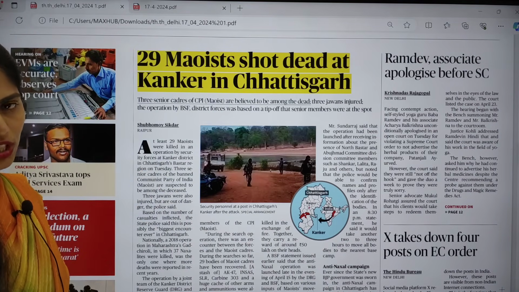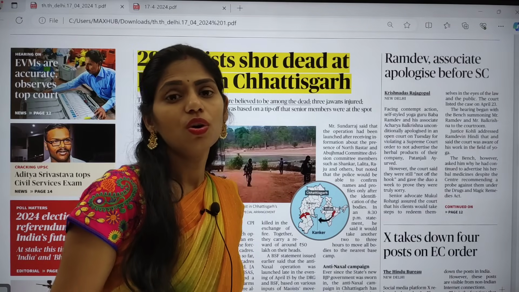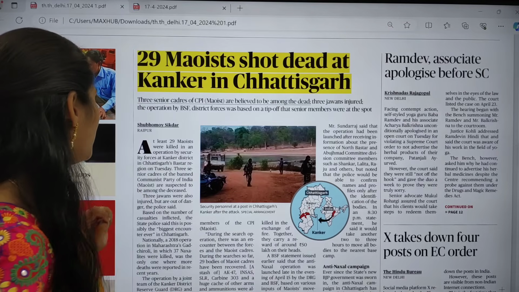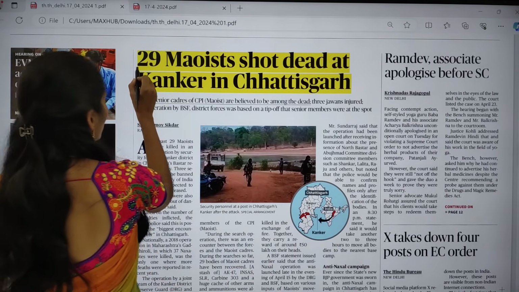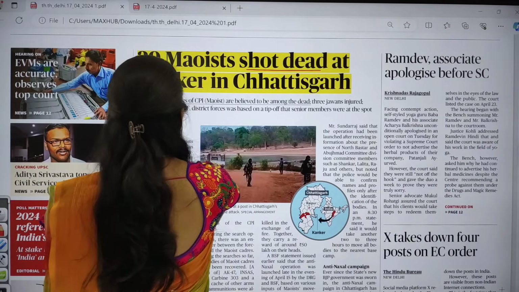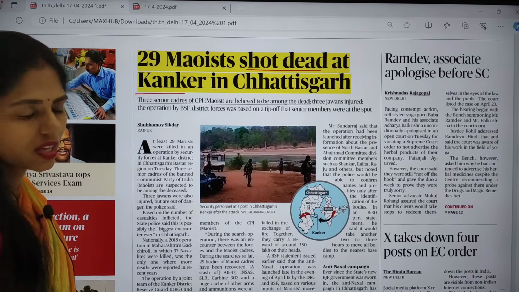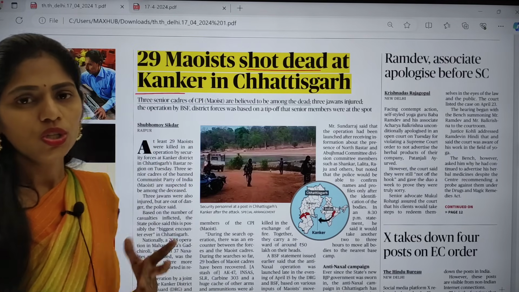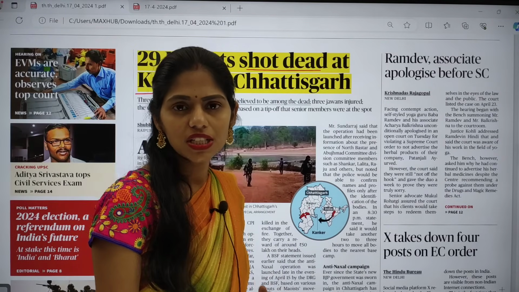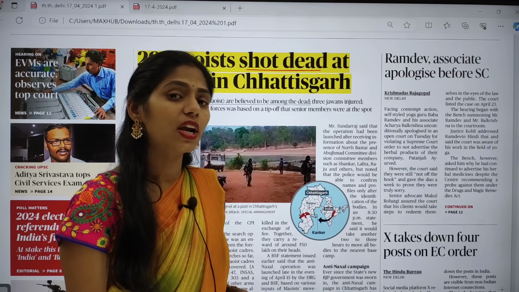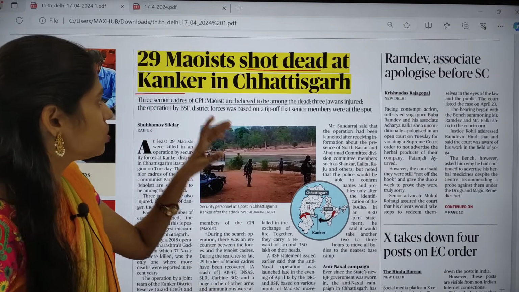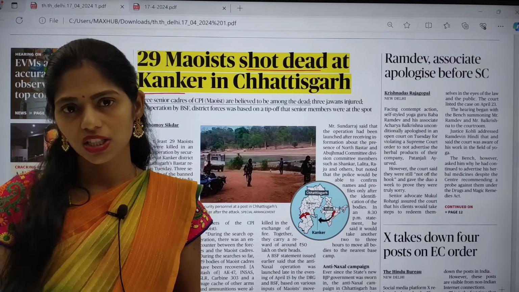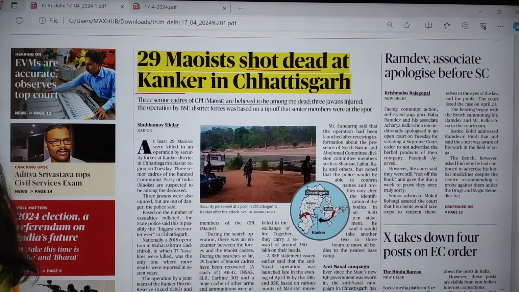So this is the front page. Now let us try to identify which are the articles relevant from our examination point of view. The first article is 29 Maoists shot dead at Kanker in Chhattisgarh. Yes, this article is very relevant from our examination point of view. If you have gone through the syllabus of GS Paper 3, we have a subject called internal security. This Maoism or Naxalism is part of our internal security challenge. So let us see the dimensions.